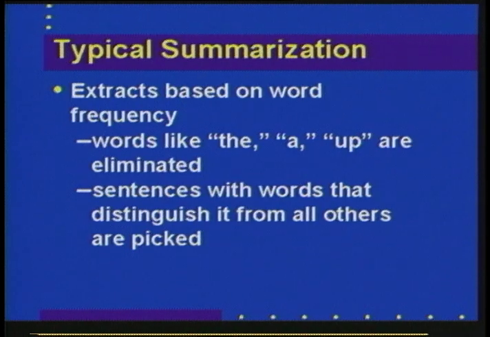A typical summarization program works in the following way. And all of the systems I mentioned and all that are out on the market are working this way with a few bells and whistles, but basically they're the same. The first thing is that these extractions are done based on word frequency. So words like a and the and up, they're eliminated. Every single document has them, so they're not discriminatory. Sentences are picked with words that distinguish that sentence from all the other sentences in a document.